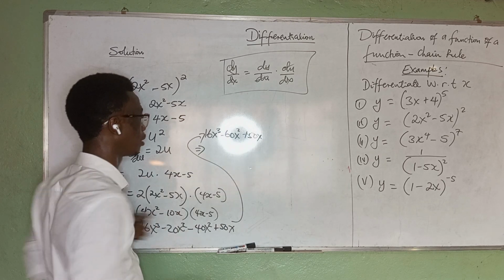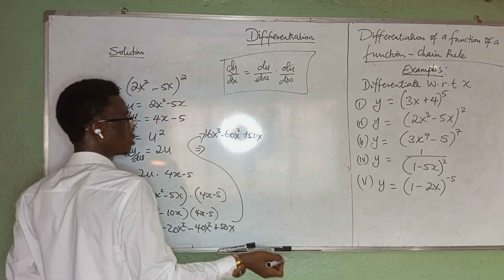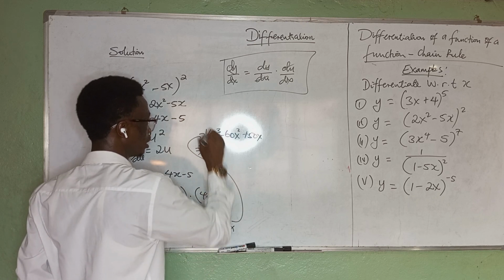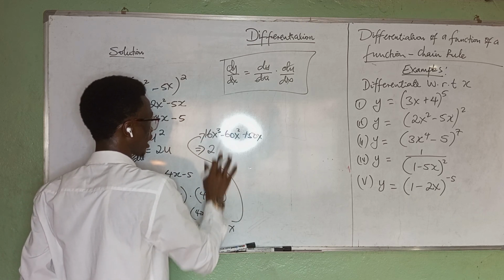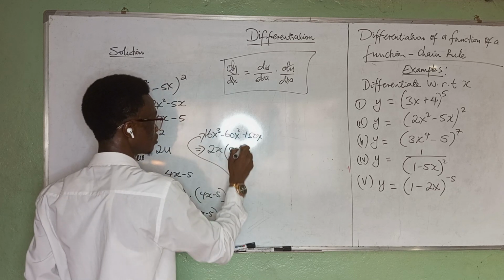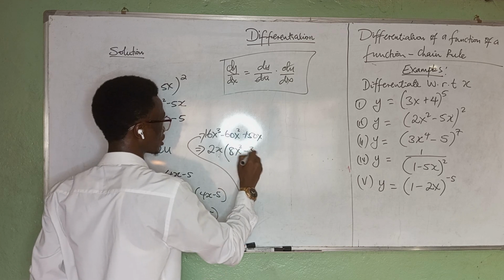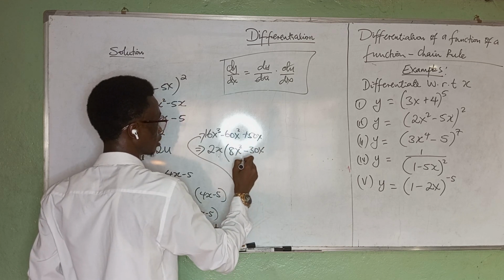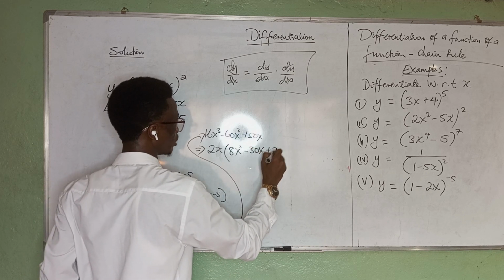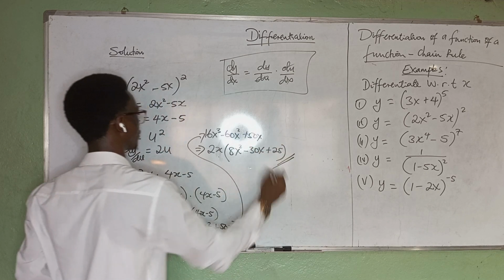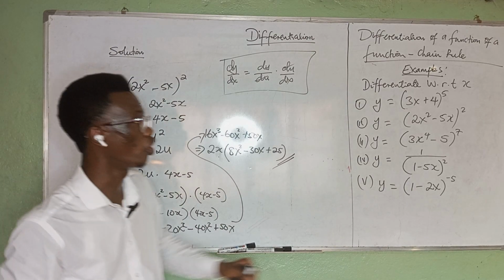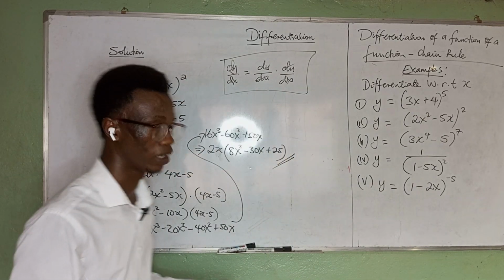What is common here? 2, 4. So 2 is common. If you take 2 here, we are left with 8x squared, and this gives you minus 30x, because remember you've taken x, and this one is going to be 25. So that will be your answer for this particular problem.